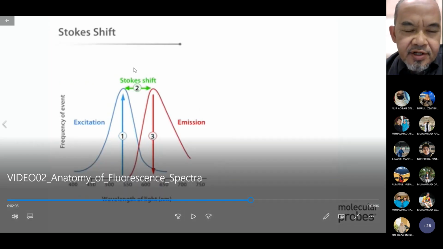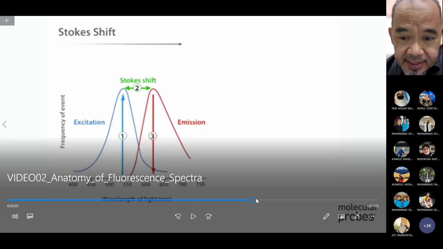And the other thing is the Stokes shift here. The Stokes shift is the difference between the emission peak and the excitation peak, in nanometers, the wavelength difference here. And the reason has been explained just now.